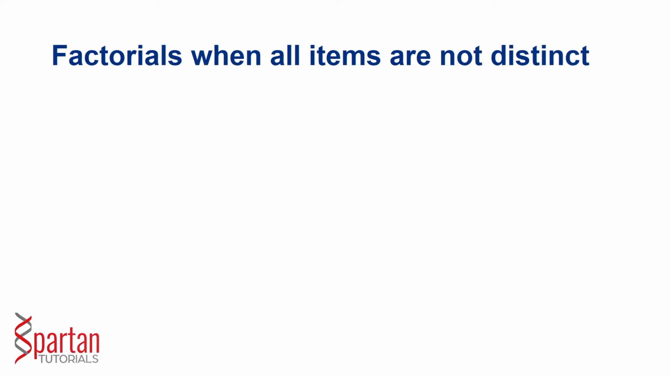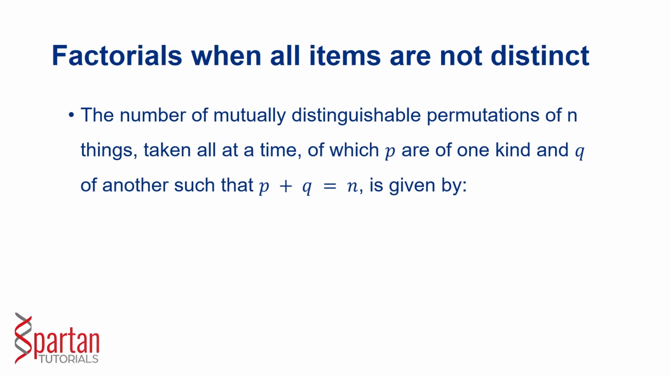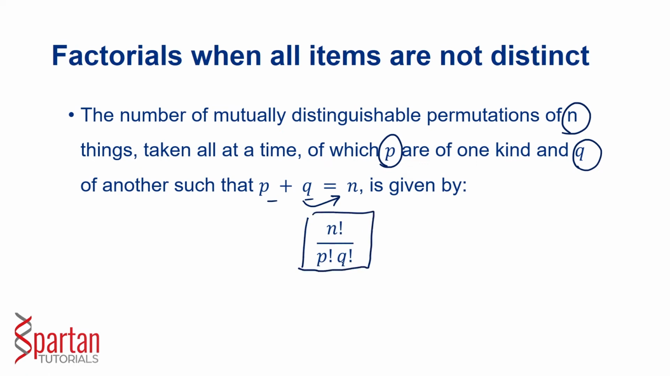Sometimes we see problems on the GRE for factorials when all items are not distinct. In that case, the number of mutually distinguishable permutations of n things taken all at a time, of which p are of one kind and q are of another, such that p plus q in total make up n, is given by n factorial divided by p factorial and q factorial.